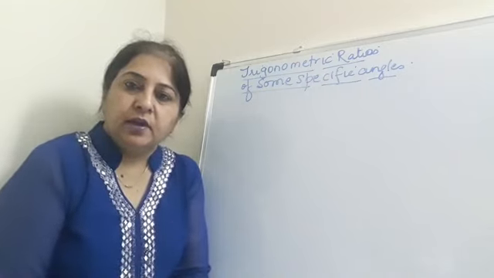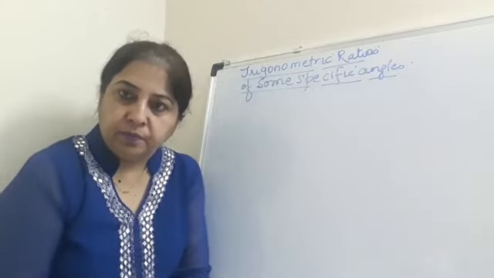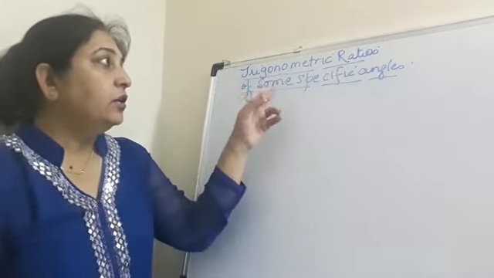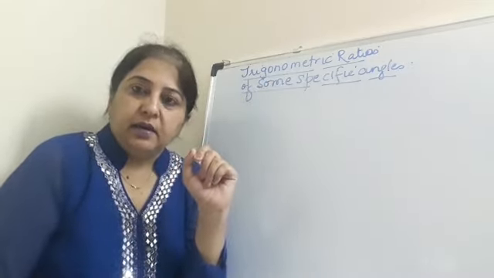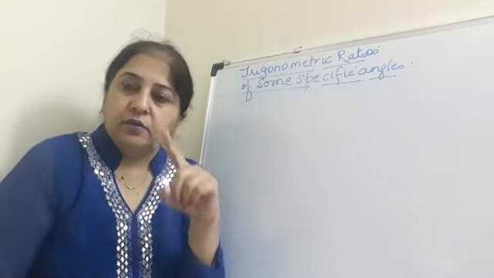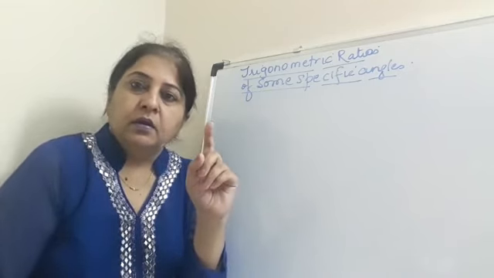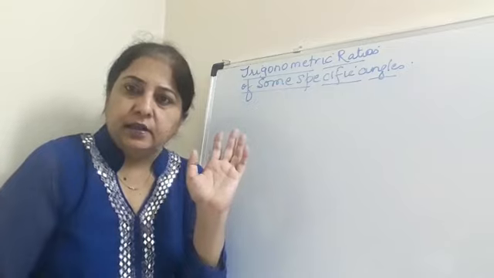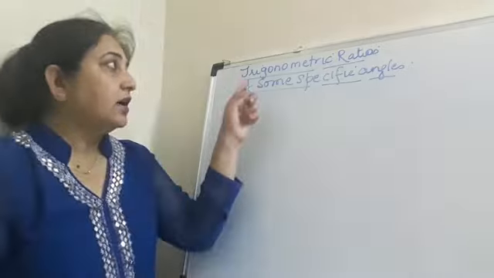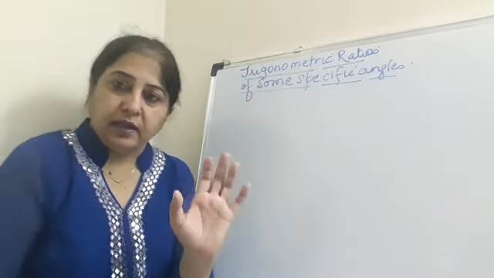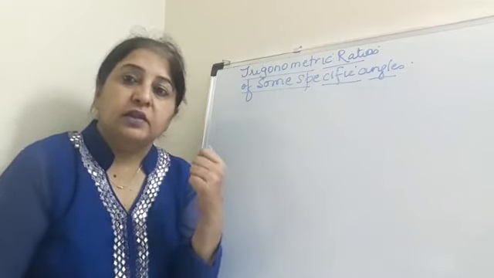Yesterday I told you that today I am going to begin with the trigonometric ratios of some specific angles. Right? So, as I have written on the board, trigonometric ratios of some specific angles. Those specific angles, which we are going to study today, are 0 degree, 30 degree, 45 degree, 60 degree and 90 degree. For these angles, we are going to learn what the trigonometric ratios are, how these values are derived, and how we learn them, right?